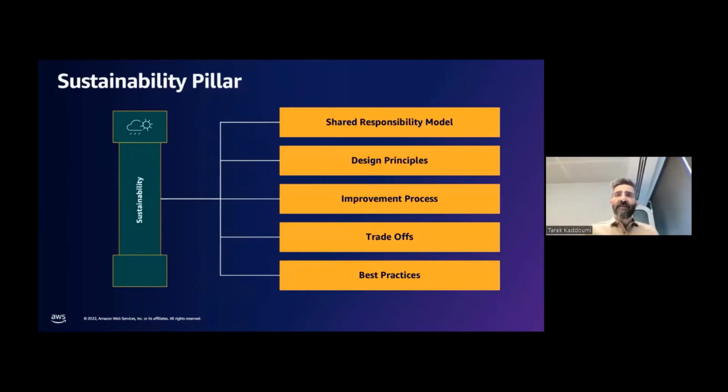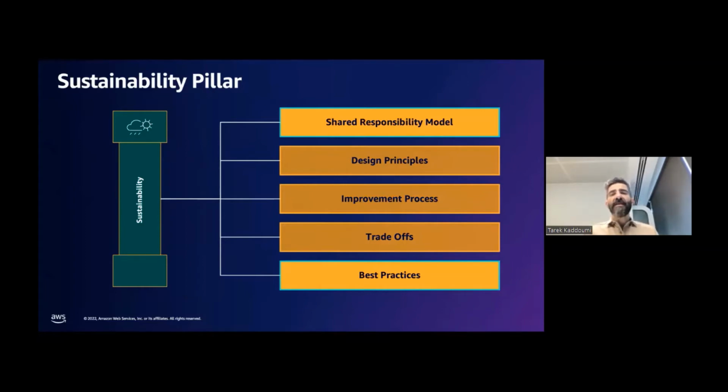In this session, I'm going to highlight with you the shared responsibility model and the best practices. I invite you to go to the AWS website to look up the Well-Architected Framework and to look under the design principles, the improvement process, and the trade-offs. Just for the sake of time management, I didn't include them in this session. However, each pillar has sub-elements, and I invite you to go and read them. They are really important, and they will add a lot of value and insight to your awareness about sustainability.